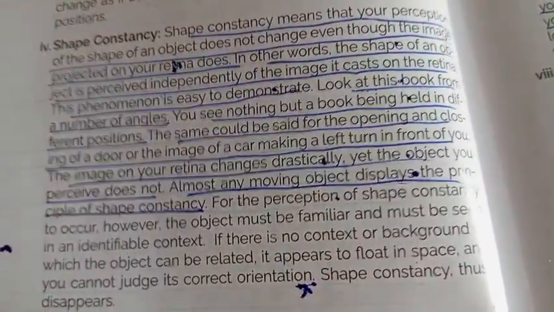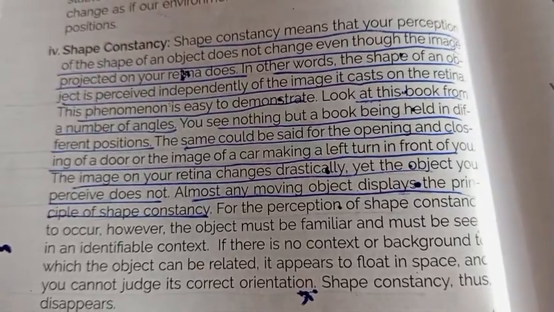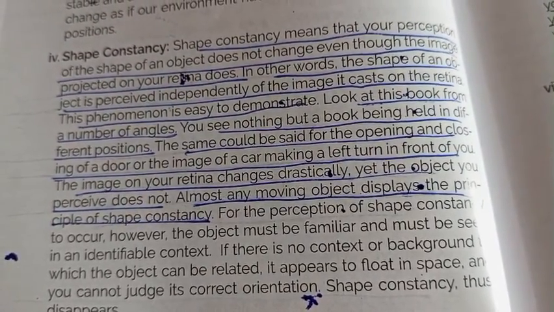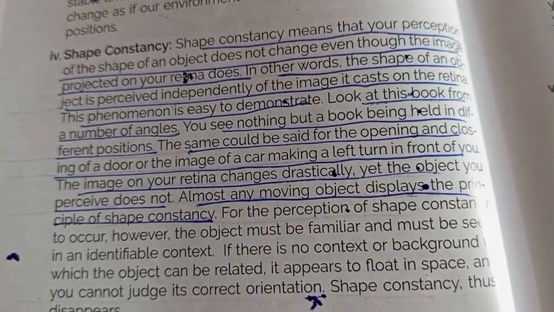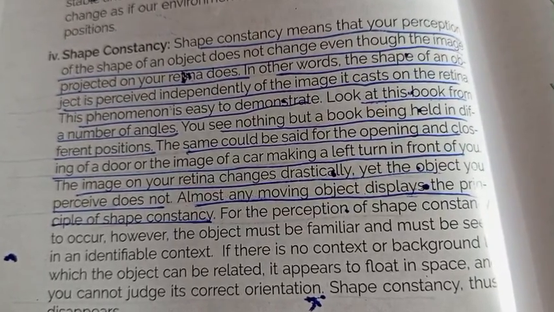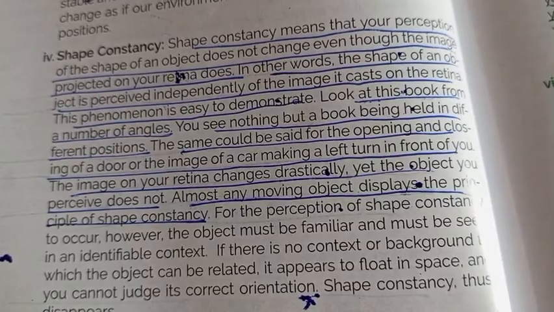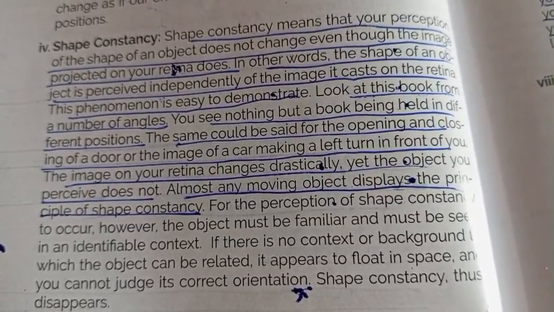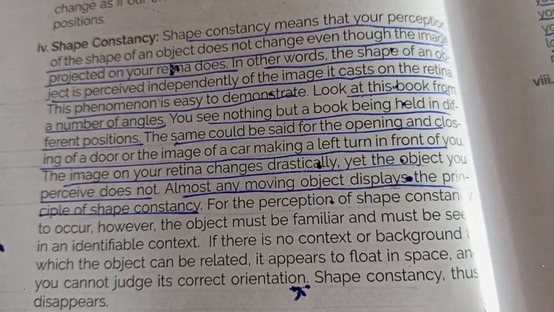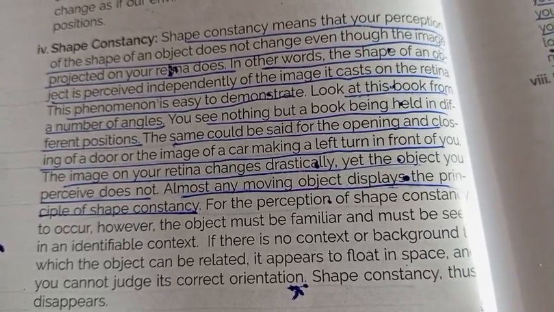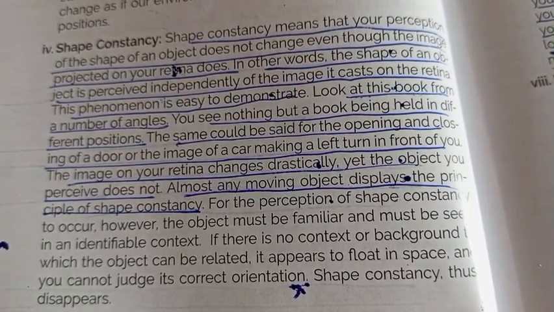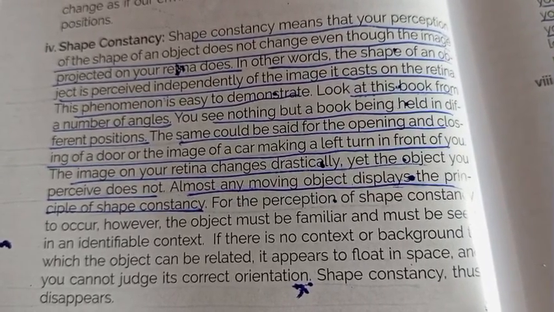Shape constancy. Shape constancy means that your perception of the shape of an object does not change even though the image projected on your retina does. In other words, the shape of the object is perceived independently of the image it casts on the retina. This phenomenon is easy to demonstrate. Look at this book from a number of angles. You see nothing but a book being held in different positions.